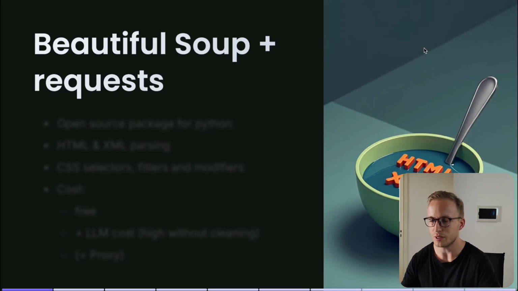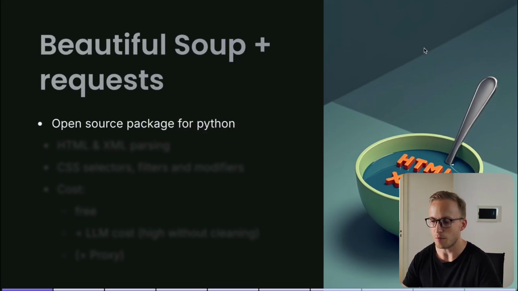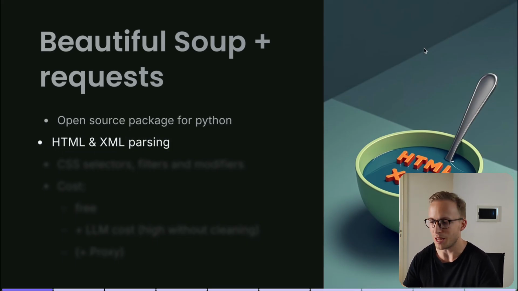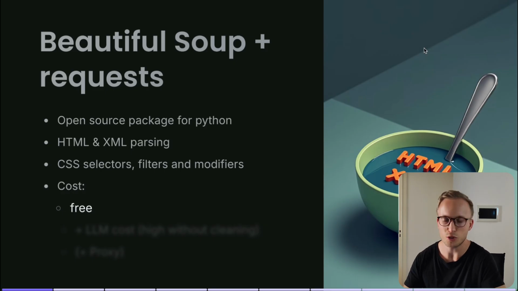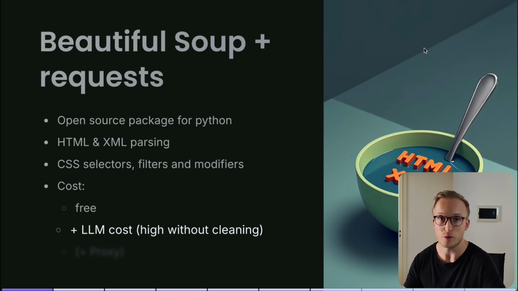Beautiful Soup is usually used in combination with requests. These are both open source packages for Python. What it does is download the entire HTML of a website, and then Beautiful Soup provides CSS selectors, filters, and modifiers to extract specific data. On the cost side, it is absolutely free to use, but you will have additional LLM costs if you use AI to extract the data, which I will show you in a couple of minutes. And without cleaning, you end up spending a lot of tokens because you get the entire HTML.